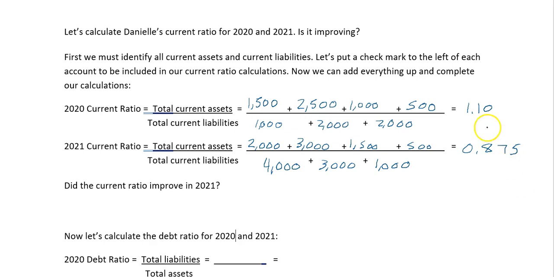Now, even more important than calculating the current ratio is making sense of it. We've had 1.1 last year, and we've changed to 0.875 this year. Well, if you think about the current ratio, it's your current assets over your current liabilities. And typically, a business prefers to have a higher current ratio. So they aim for 1.3 to 2.0. And in this case, we've gone down. So did the ratio improve in 2021? The answer is no, it did not.